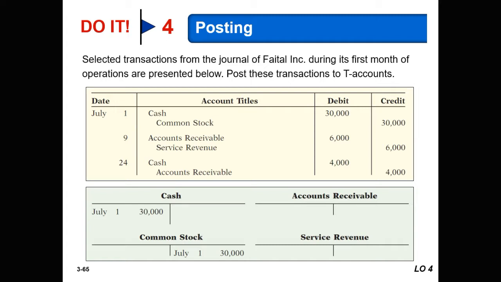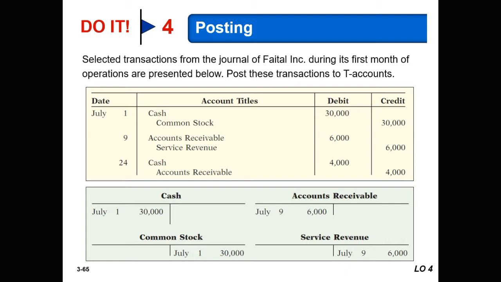On July 9th, we have a $6,000 increase to our accounts receivable and a $6,000 increase to service revenue. This means that we provided services worth $6,000 to a customer, and they will pay us in the future. On the left-hand side of accounts receivable, we enter the date and $6,000. And the right-hand side, that was the left-hand side of accounts receivable, my apologies. On the right-hand side of service revenue, we enter the date and $6,000.